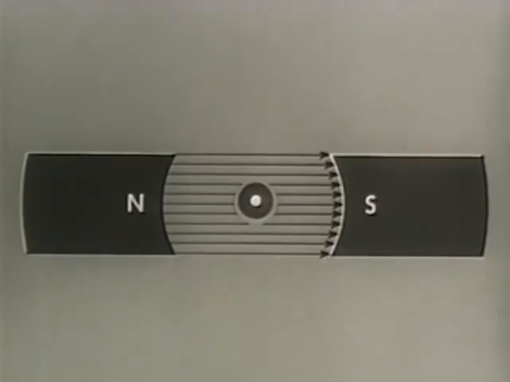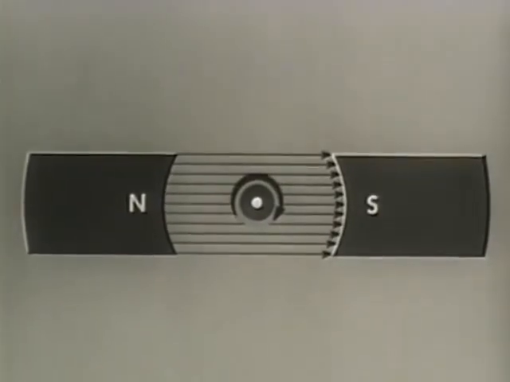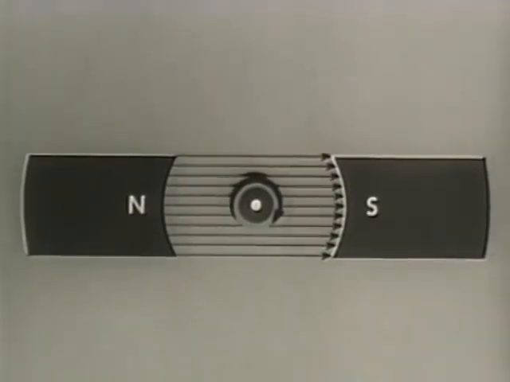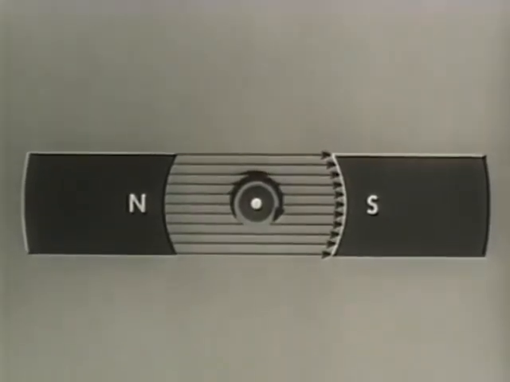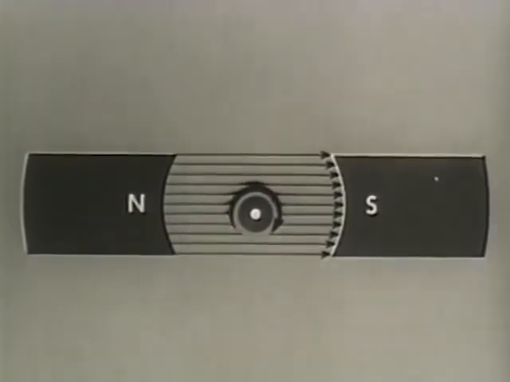The field of the conductor has the same direction as the main field above the conductor and the opposite direction of the field below the conductor. These two magnetic forces added together distort the lines of the main field upward. The field above the conductor is thus made stronger and the field below the conductor is made weaker. So the conductor moves down.